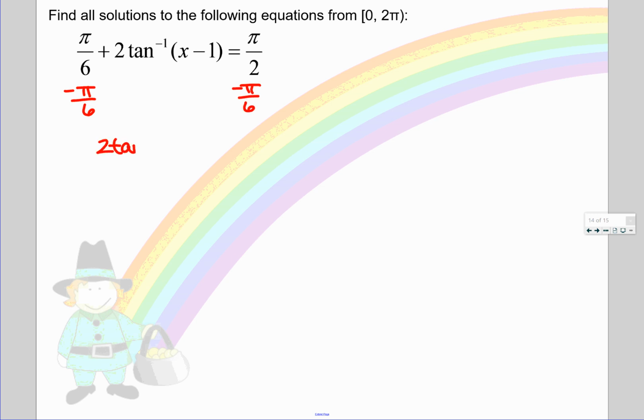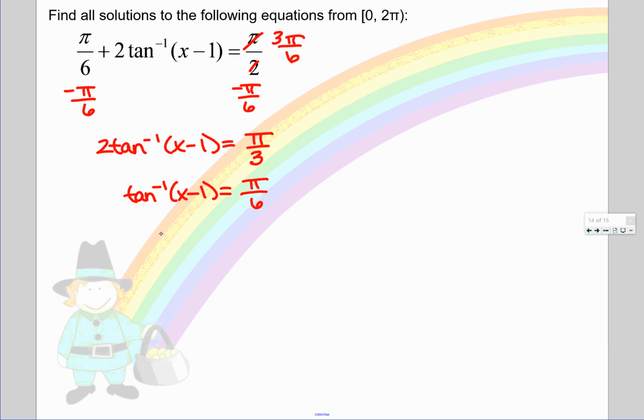All right, so 2 inverse tangent x minus 1. And then I need to do pi over 2 minus pi over 6. What's my common denominator? 6. So it's 3 sixths minus 1 sixth, which is 2 sixths, or pi over 3. Then I'm going to divide by 2, or you can think about it as multiplying by a half. So inverse tangent of x minus 1 gives me pi over 6.